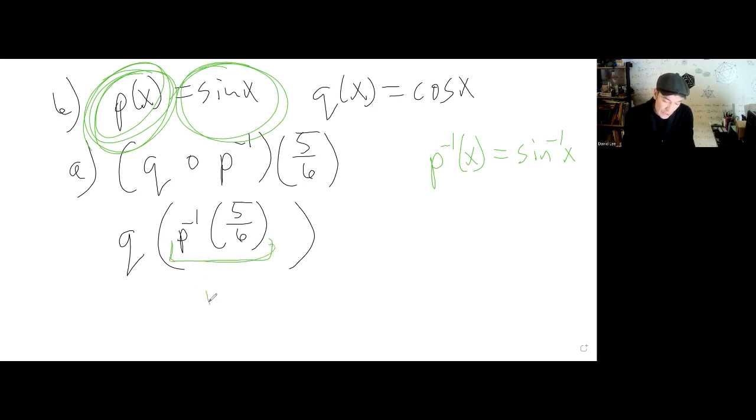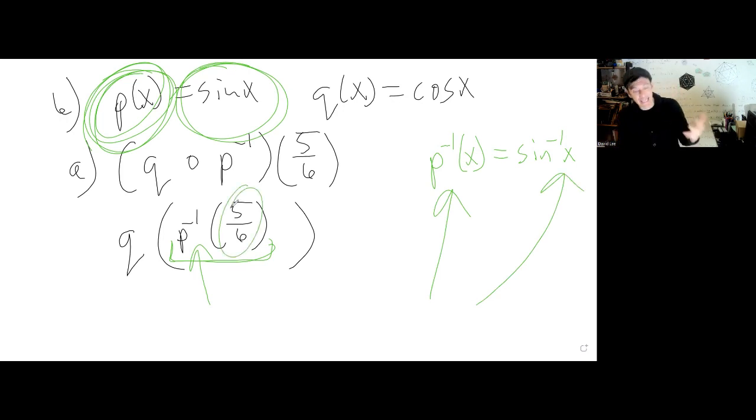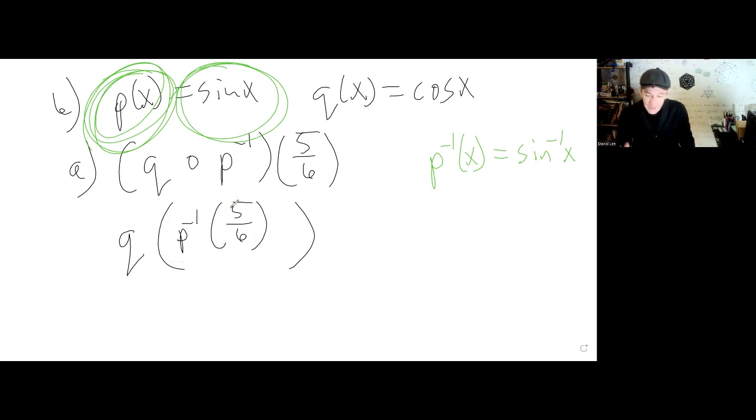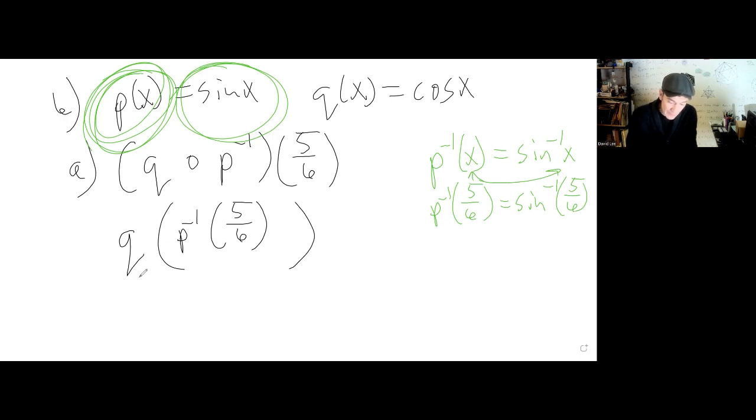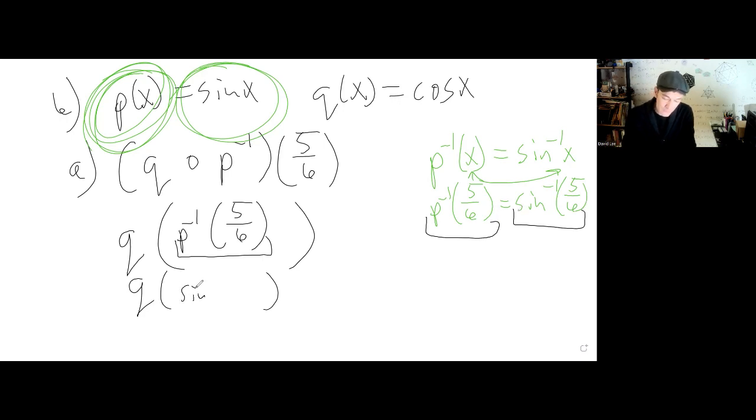This is telling me go to p inverse, which is this guy, and in for x, plug in 5/6. So I'm going to say p inverse of 5/6 equals sine inverse of 5/6, because whatever you plug in there, you have to plug in there. Now, let's go back to the main problem. Q is Q, but inside, what could replace p inverse of 5/6? P inverse of 5/6 could get replaced by sine inverse of 5/6.